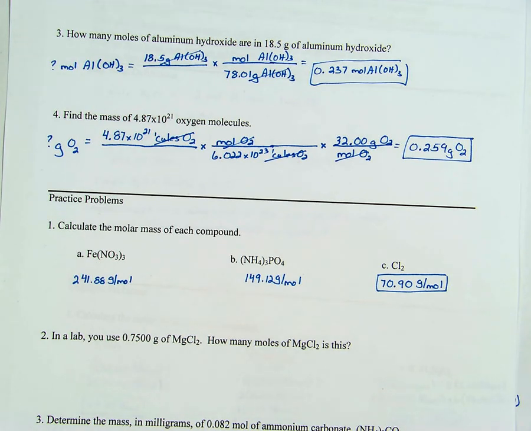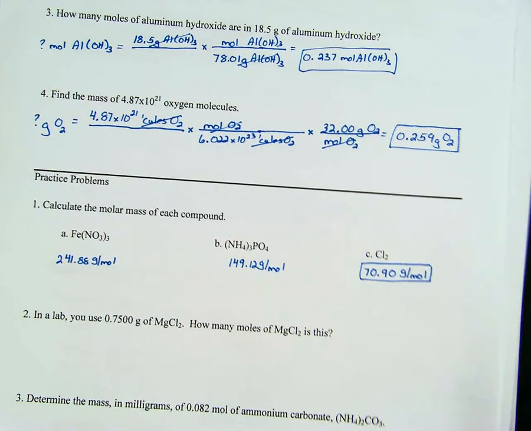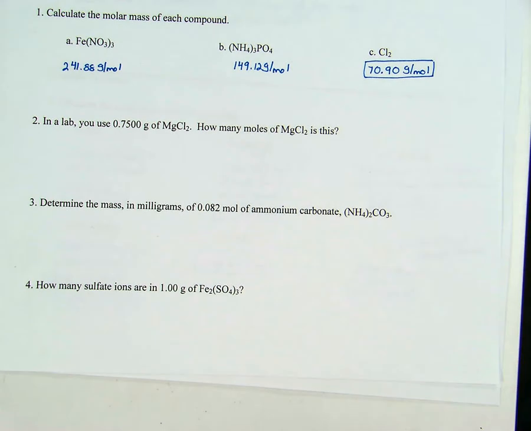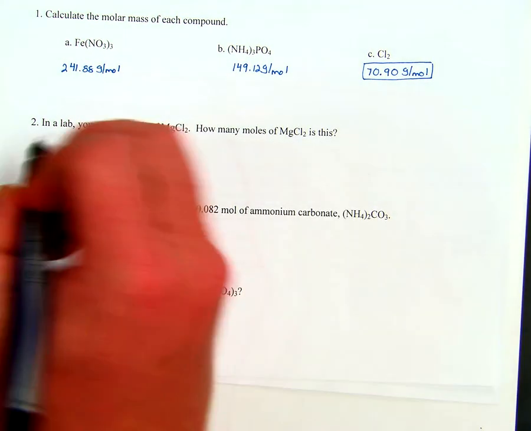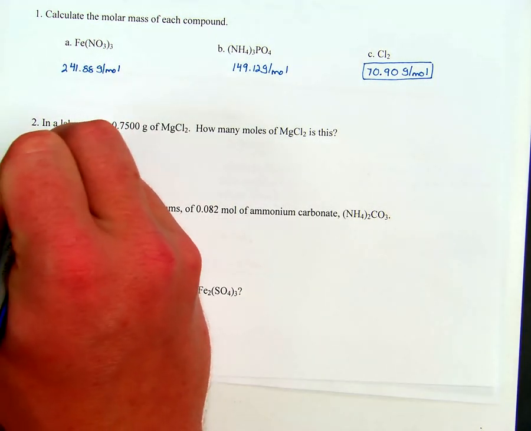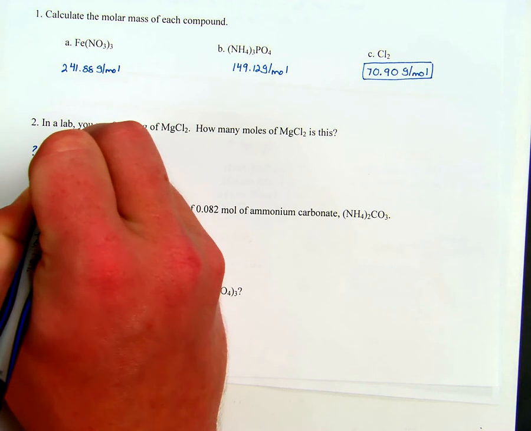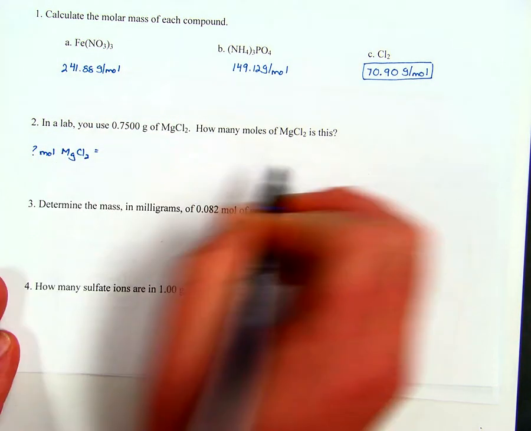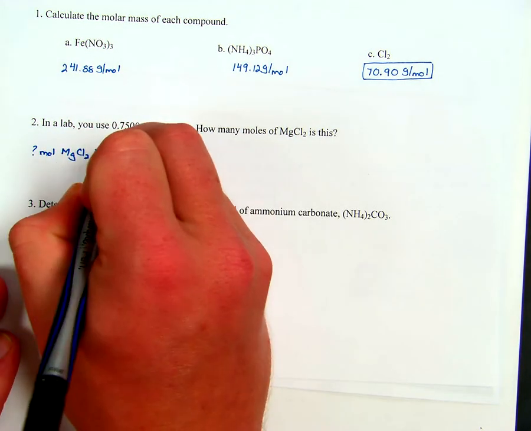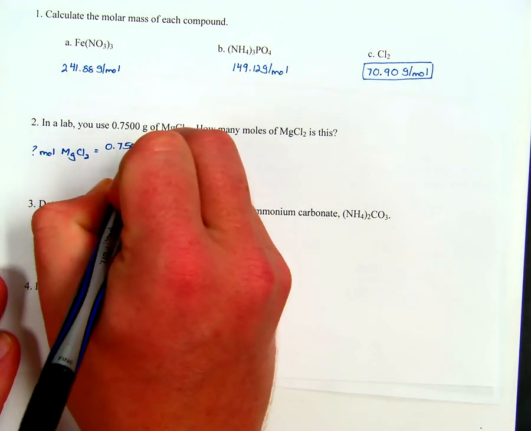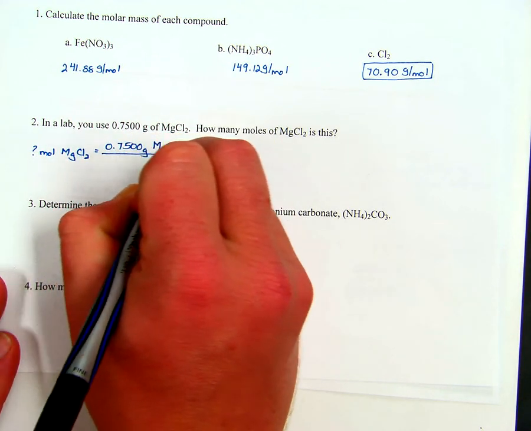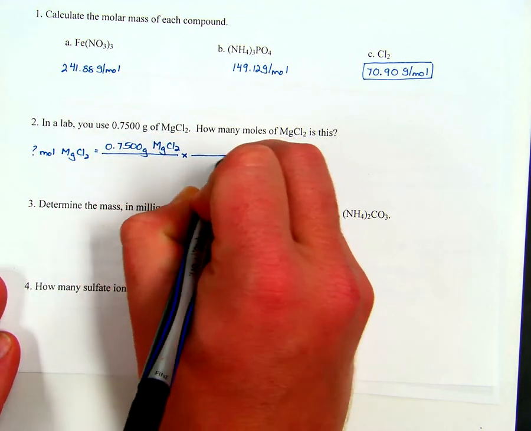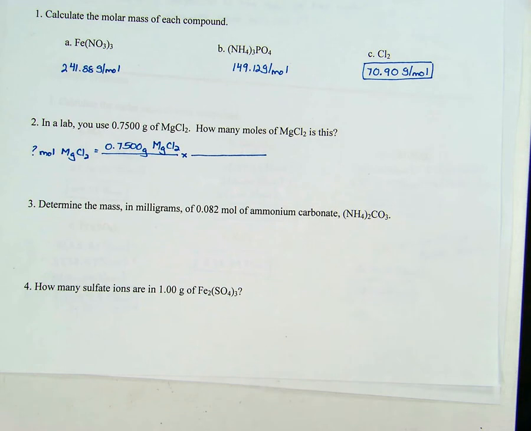Alright, so in the first practice problem, we're asked to find the moles of magnesium chloride. How many moles MgCl2 are equal to 0.7500 grams MgCl2. So this is just a basic gram to mole conversion. We just need the molar mass of magnesium chloride. So if we just find that, magnesium is 24.31 plus 2 times the molar mass of chlorine, which is 35.45.